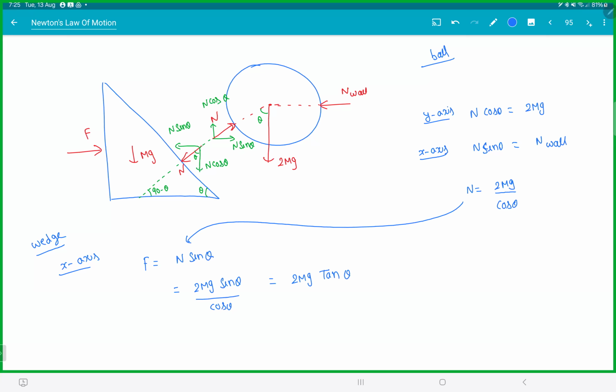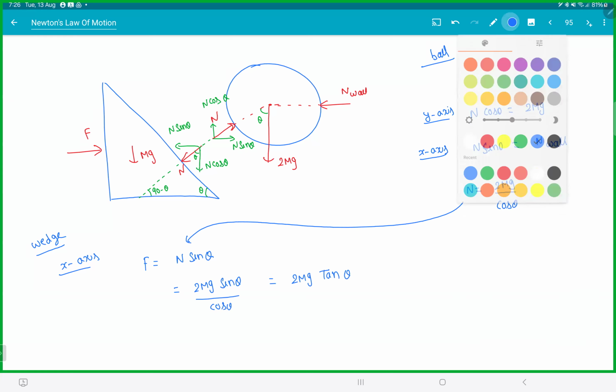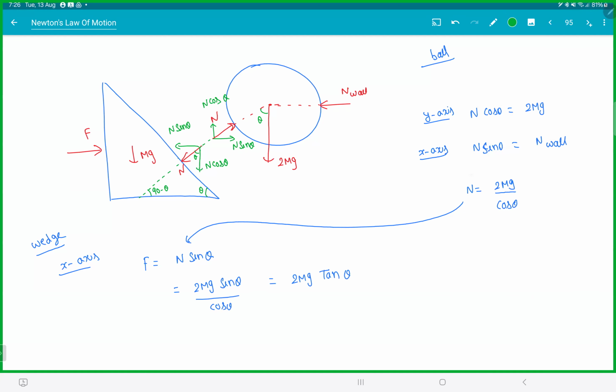Check it out. Draw the FBD, resolve the forces along x and y. You need to take the angles properly, so have a look at those angles in case you're confused. Normal is always perpendicular, so this angle is 90 degrees here. If that is theta, that is 90 minus theta, and that is theta, and so on.